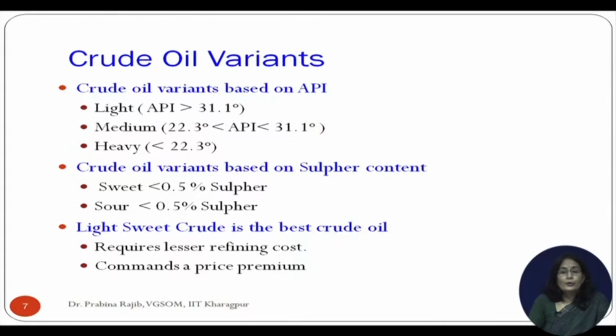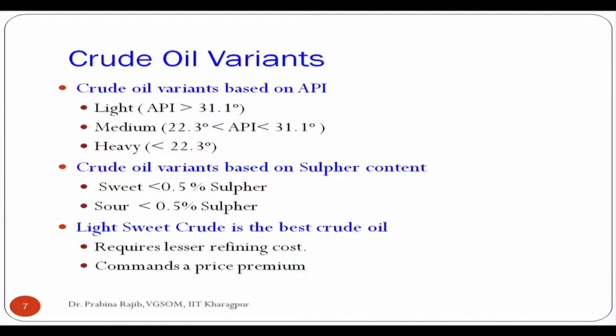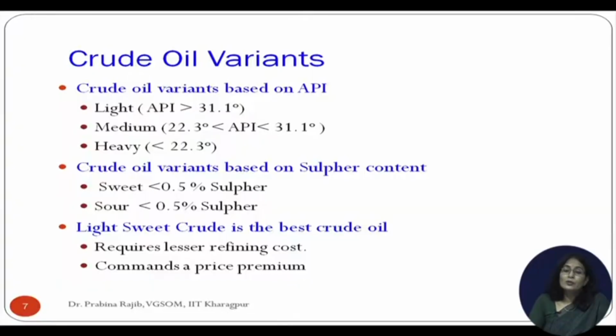So please make note of it: when we are talking about a crude oil variety which is called a sour crude oil, that means it has a higher sulfur percentage. So the light sweet crude oil is the best type of crude oil. And why are we saying it's the best type? It requires the least amount of refining cost, and it also commands a price premium, because all over the world crude oil is used as an input to the refiner, and the refiners use this crude oil to generate refined products which are used by the consumers. So light sweet crude oil requires the least amount of refining cost.